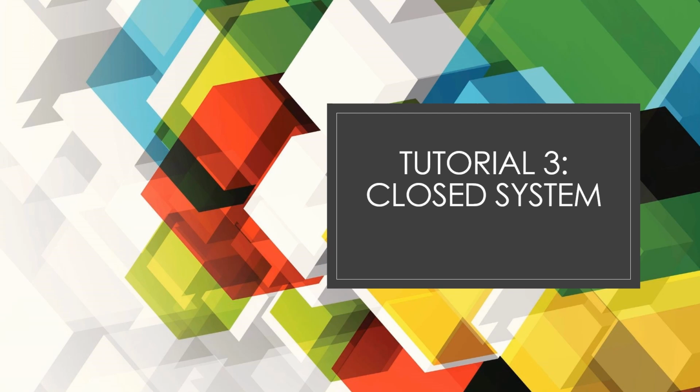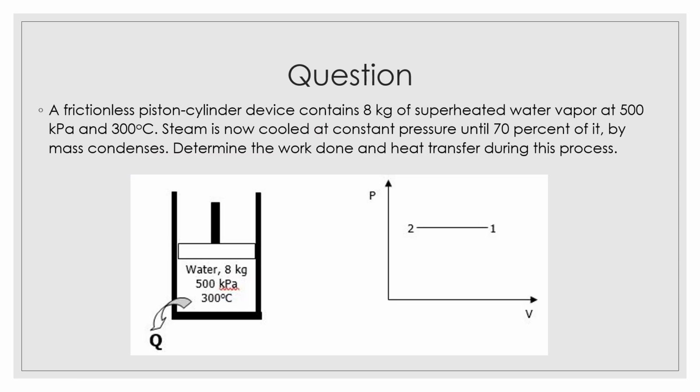Today we will learn how to solve the problem related to the closed system. So this is the sample of the question. A frictionless piston cylinder device contains 8 kg of superheated water vapor at 500 kPa and 300 degrees C. Steam is now cooled at constant pressure until 70% of it by mass condenses. Determine the work done and heat transfer during this process.